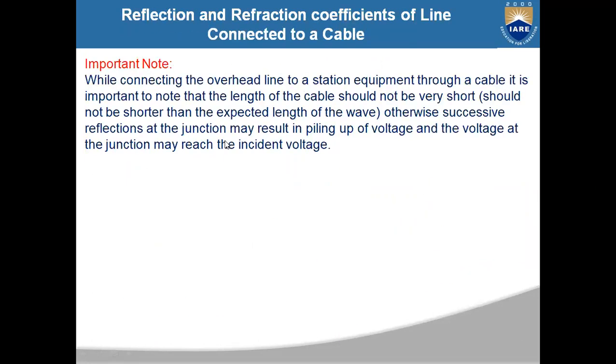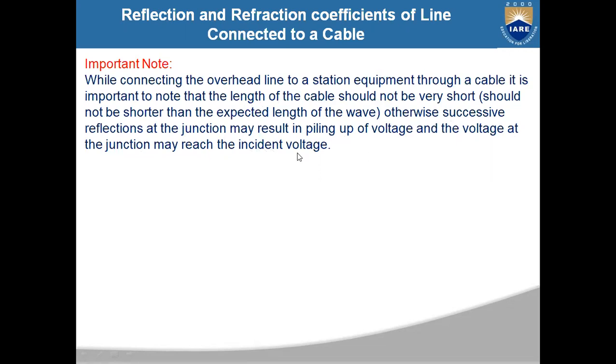One important note here is that while connecting the overhead line to substation equipment through a cable, it is important that the length of the cable should not be very short. You have to connect some length of cable which is sufficient. Otherwise, successive reflections will happen at the junction, which results in piling up of the voltage, and the voltage at the junction may reach the incident voltage.